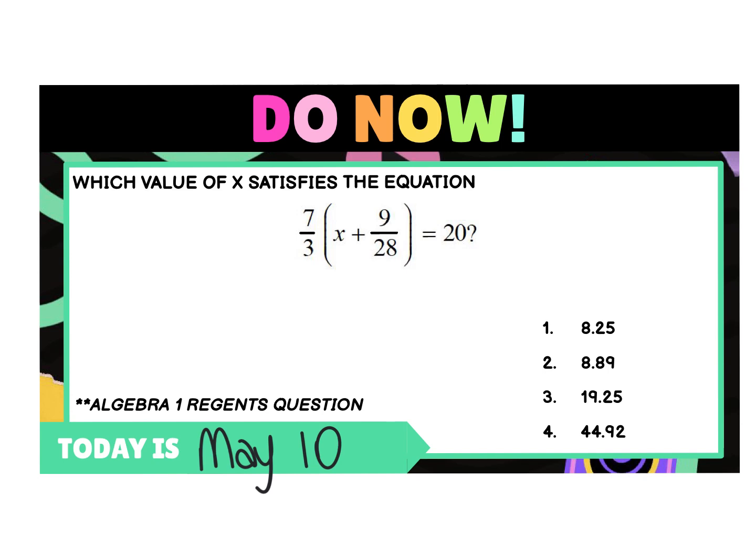So the do now says which value of x satisfies the equation 7 over 3 parentheses x plus 9 over 28 close the parentheses equals 20. All this is saying is solve the equation, and this actually is a question on the Algebra 1 Regents. So it was pulled from an Algebra 1 Regents question.